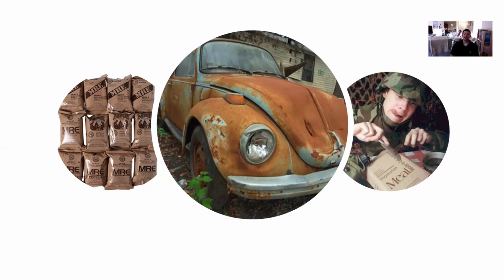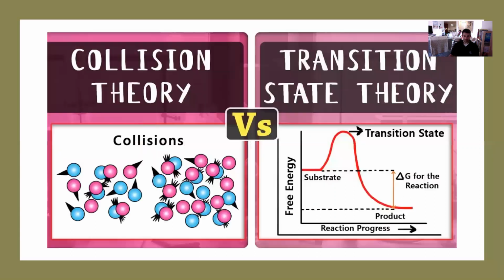It uses the exact same reaction as that rusting reaction. So we want to think we're seeing the same chemical reaction, but in the MREs, it happens very quickly, right, when it's allowed to happen. And in the car, it happens much slower. So that would be the kinetics of it, how fast the reaction is occurring.